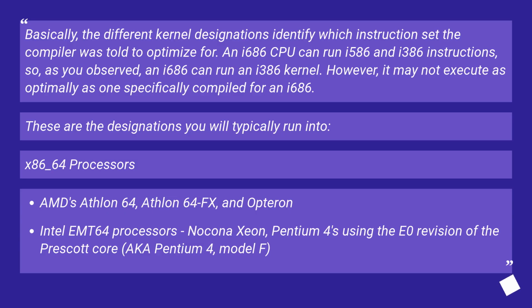Mace Monitor explains. Basically, the different kernel designations identify which instruction set the compiler was told to optimize for. An i686 CPU can run i586 and i386 instructions, so, as you observed, an i686 can run an i386 kernel. However, it may not execute as optimally as one specifically compiled for an i686. These are the designations you will typically run into.